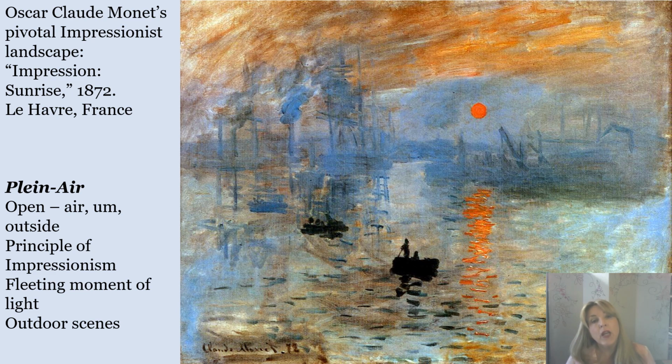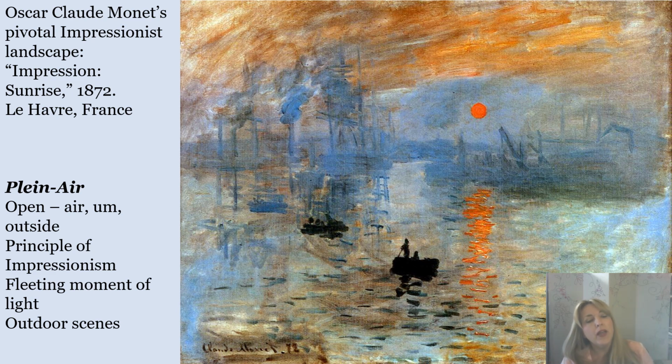Originally they were called the Independents. Louis Leroy actually used the term with disdain and said, oh, those impressionists. What he was saying was very negative. He thought, it's just an impression, that's not real painting. Academic painting is real painting. The term stuck, so the Independents became the Impressionists.